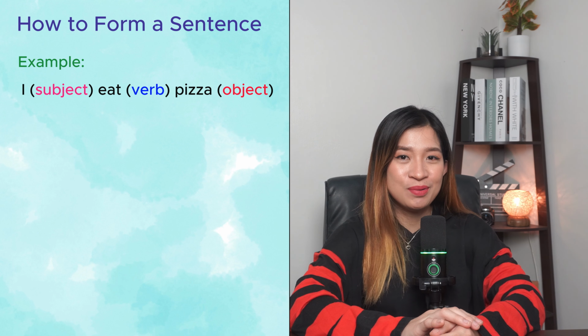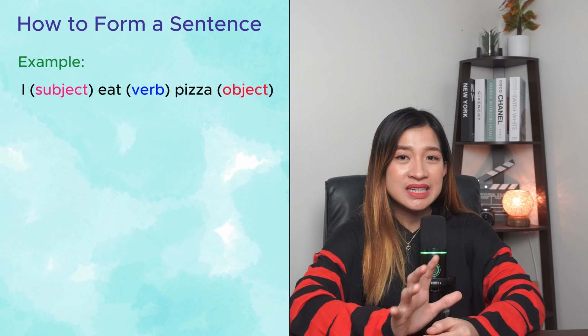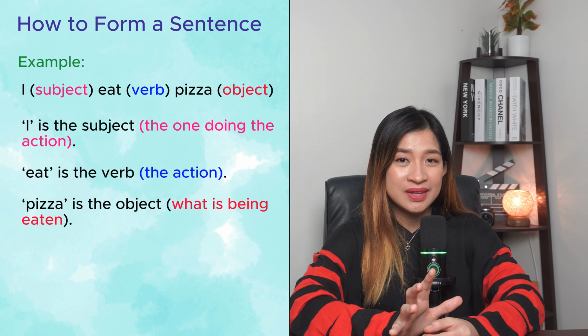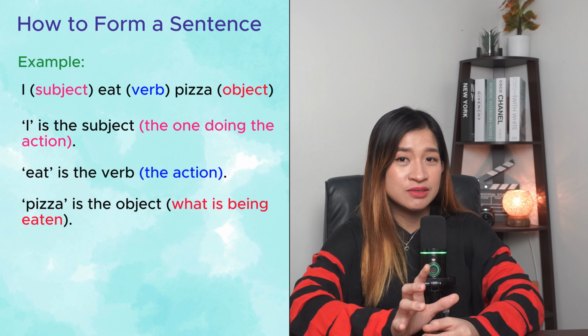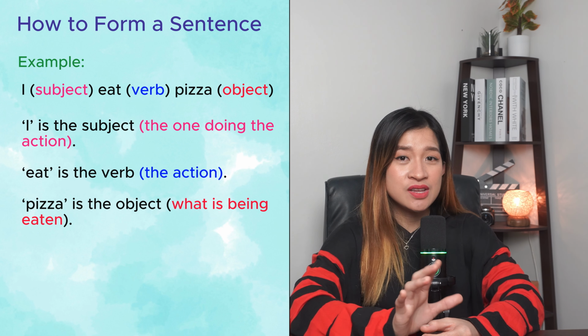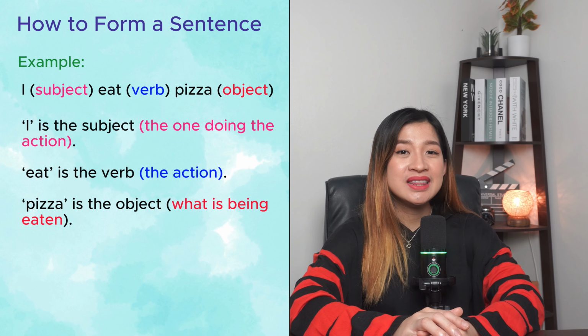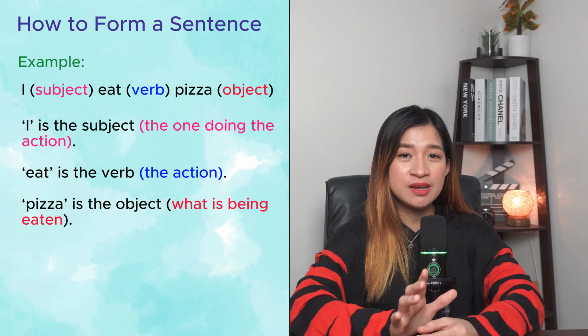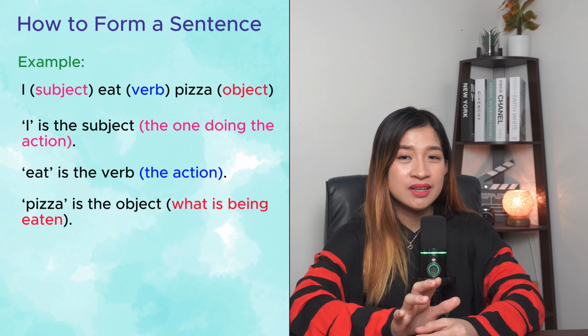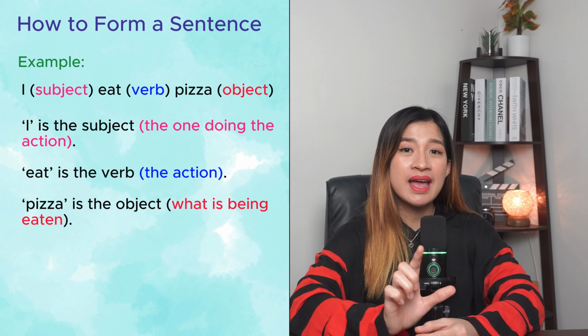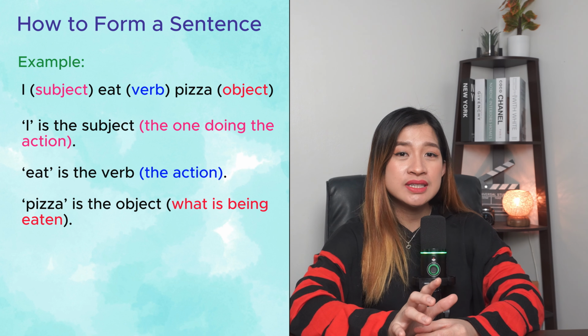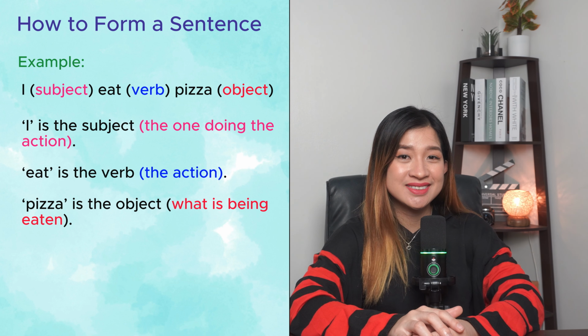Let's look at an example. I eat pizza. In this sentence, I is the subject, eat is the verb, pizza is the object. The subject is the person or thing performing the action. The verb tells us what's happening, and the object is what receives the action.